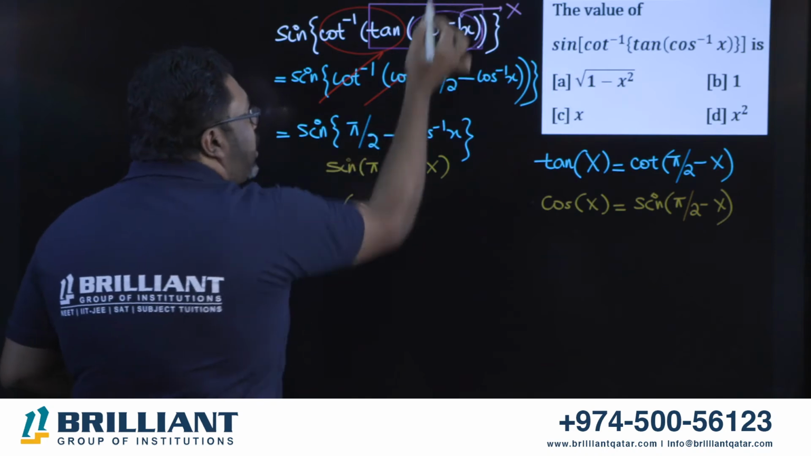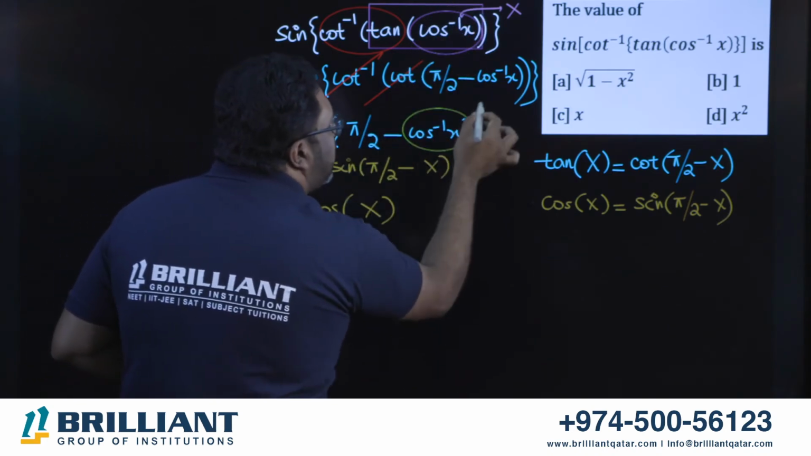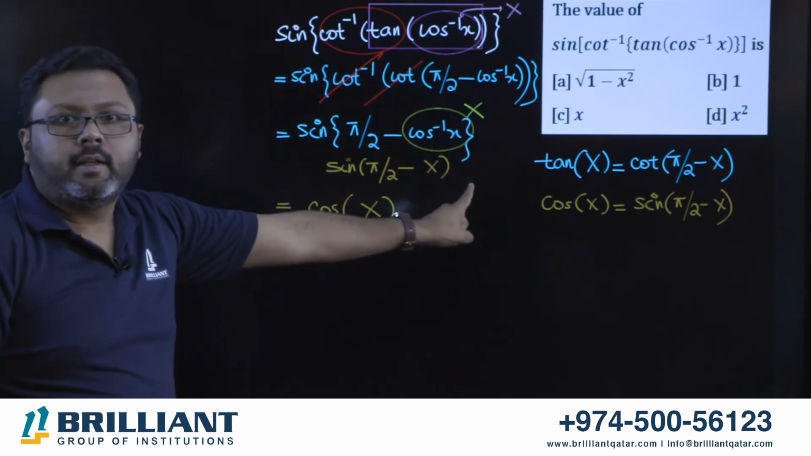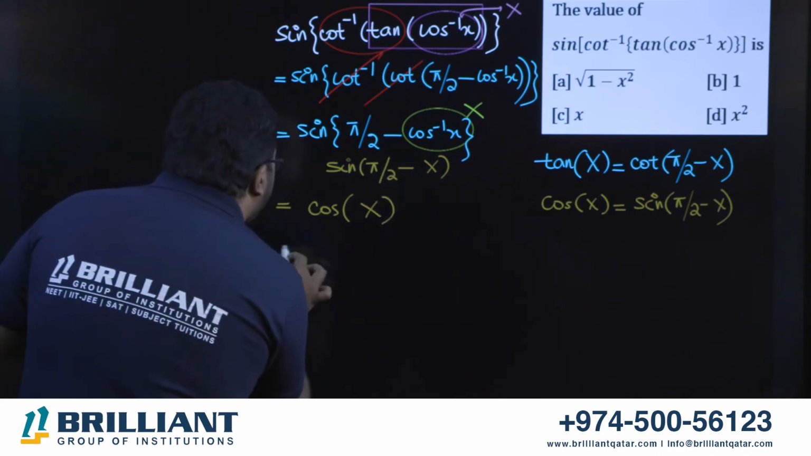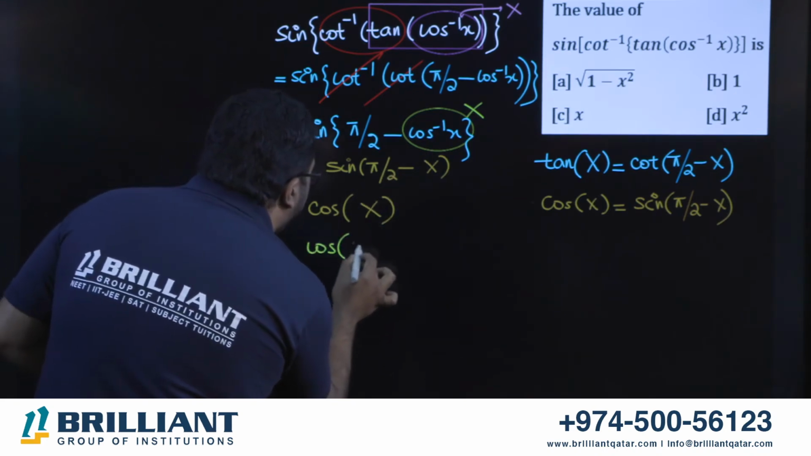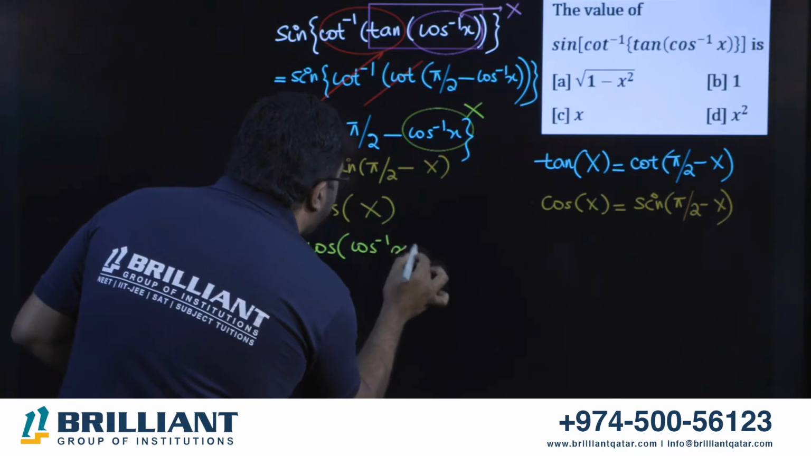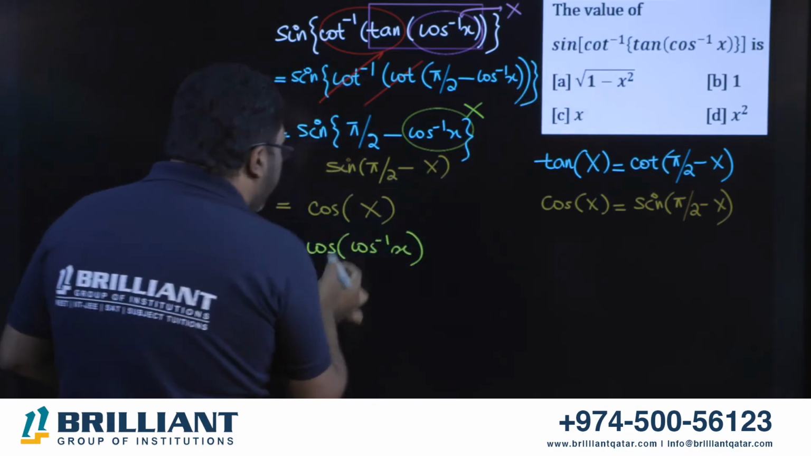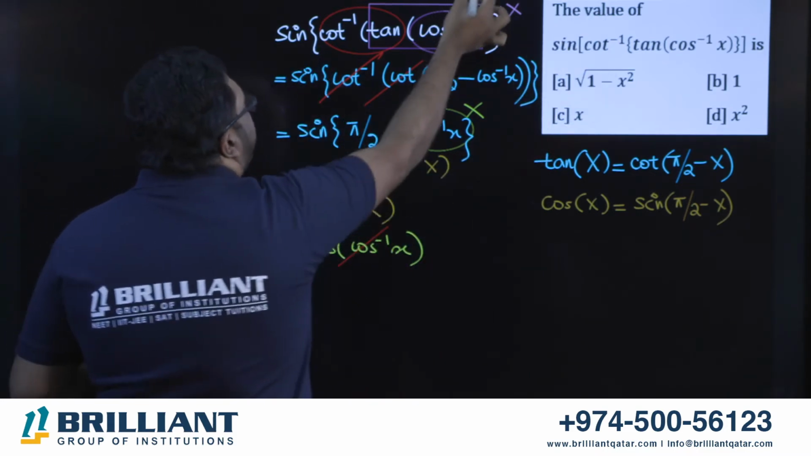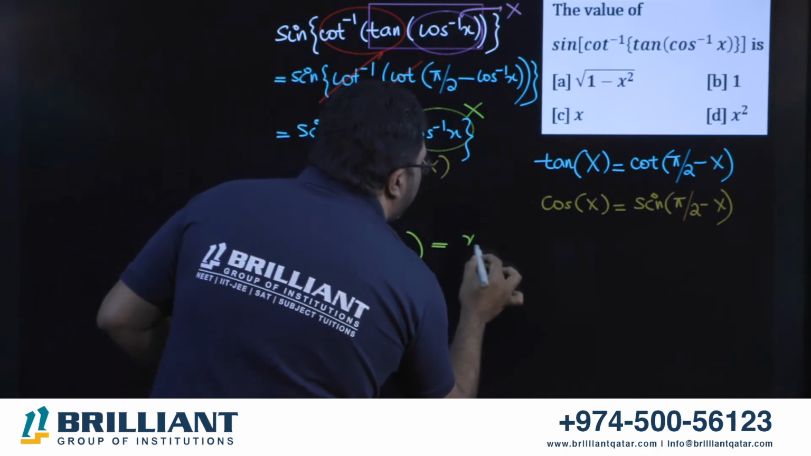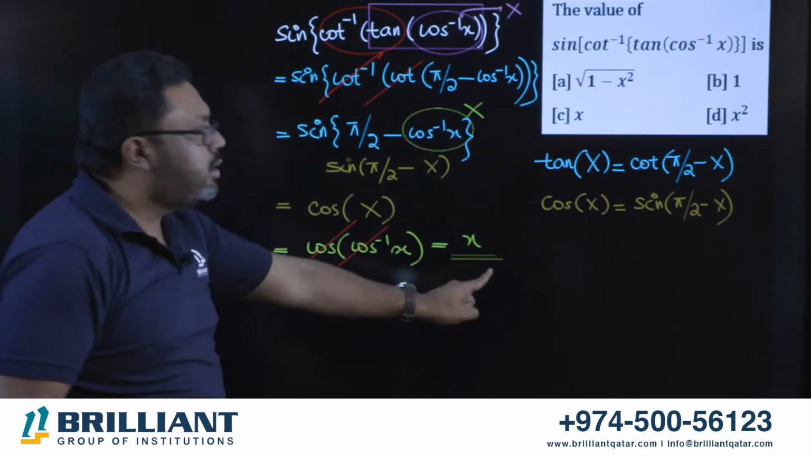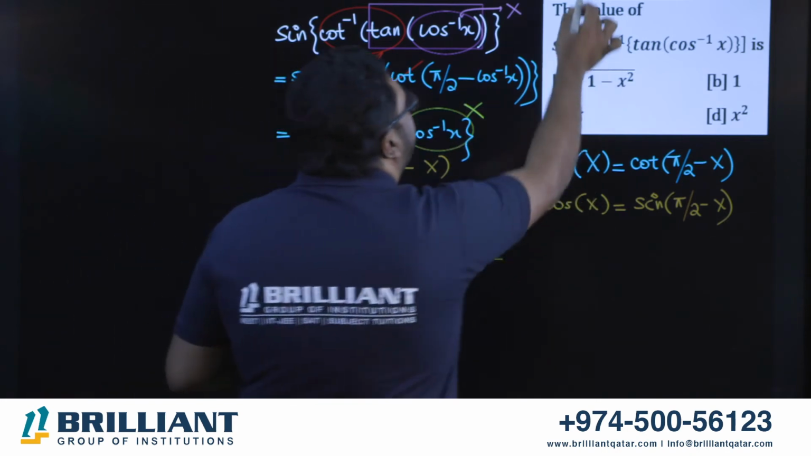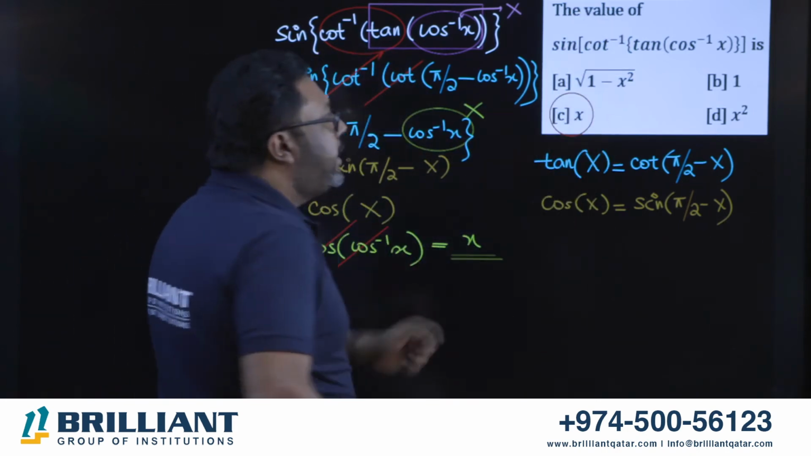And here, what is your x, students? This is your x. So I can write this as cos of cos inverse x. So I can take out cos and cos inverse, and my final answer is going to become x. Very simple. Option C.